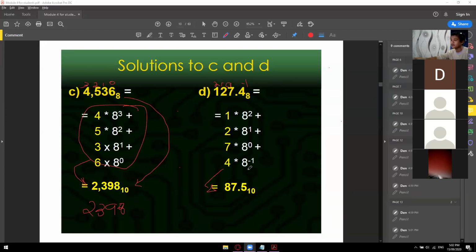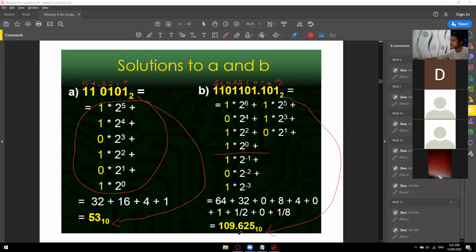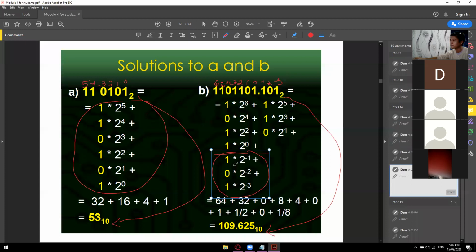Sir, 110 po lumabas sa B kanina. Letter B. 109.625. Okay. So, itong fraction part is 0.625. And then ito is 109, whole number natin. So, double check. Baka naka-round off lang. I hope they're the same. Kasi sabi ni Miss RB kanina, she also got this one, 109.625.